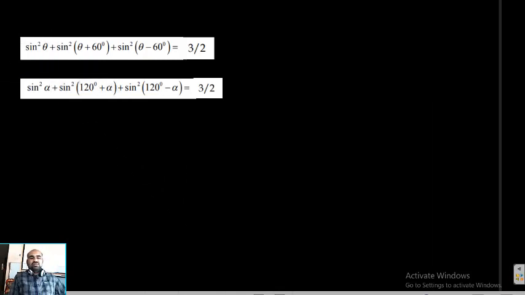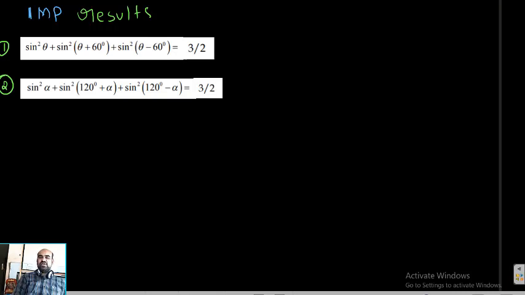Today's results, these two are important results. This is the first result and this is the second result. Sin square theta plus sin square of 60 plus theta plus sin square of theta minus 60 degree is always 3 by 2, or sin square theta plus sin square of 120 degree plus alpha plus sin square of 120 degree minus alpha is also equal to 3 by 2. You should remember it like that. I will prove it now.